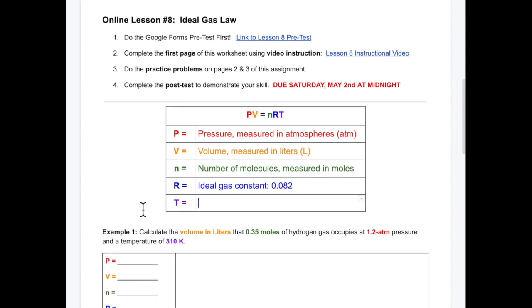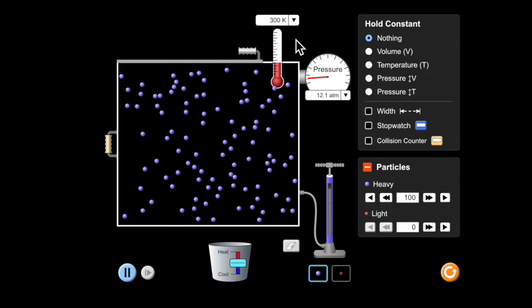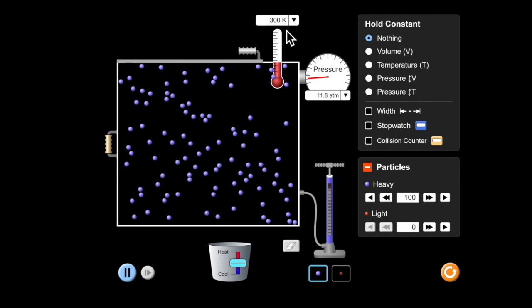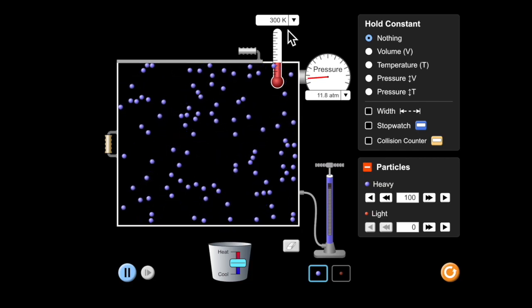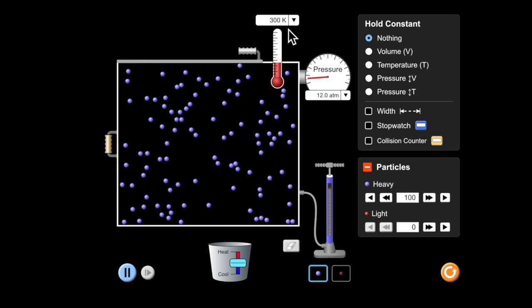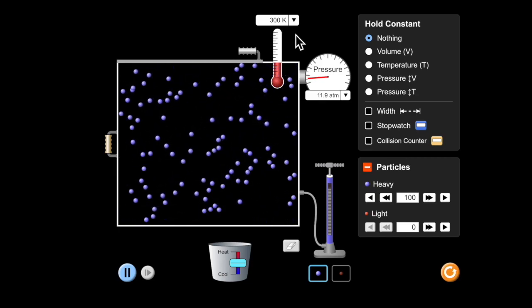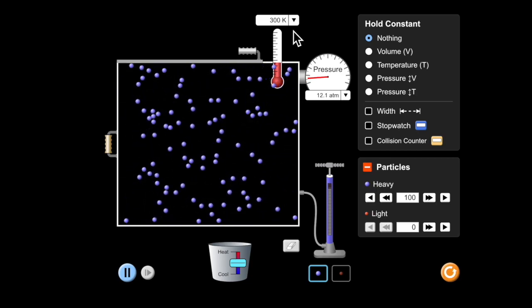Finally, the last variable here is T. This is for temperature, which is measured in Kelvin. If we return to the PhET simulation from last lesson, you can see that the temperature provided is measured in Kelvin. For any ideal gas law problem, you have to use a temperature in Kelvin. As a point of reference, 300 Kelvin is about room temperature, and boiling water is 373 Kelvin.